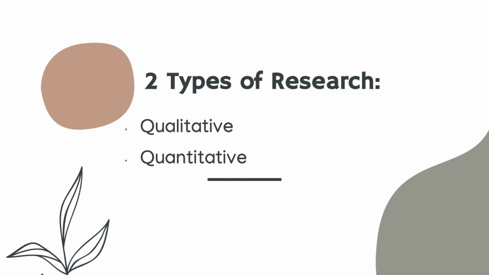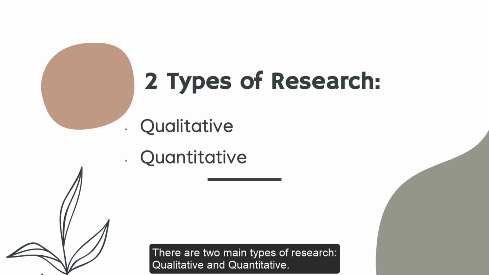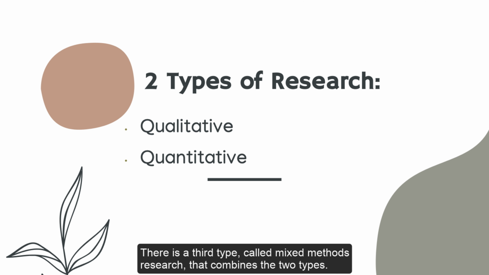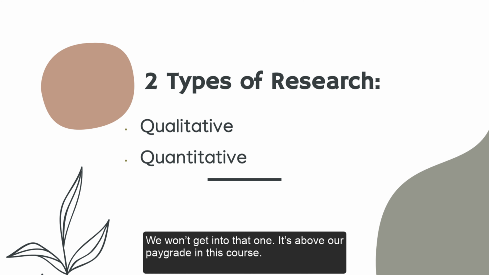qualitative types, as well as experimental and non-experimental research. There are two main types of research, qualitative and quantitative. There's a third type called mixed methods research that combines the two types. We won't get into that one. It's above our pay grade in this course.